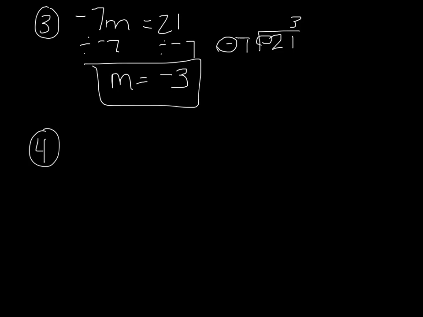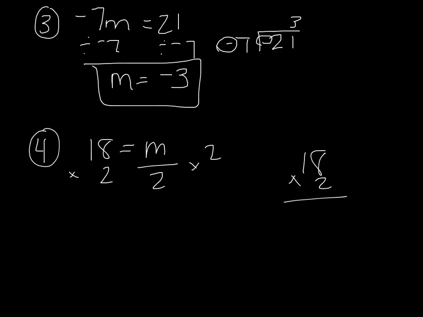Okay, number 4. 18 equals m divided by 2. That is a 2, not a z, a 2. Okay, so I have to do my inverse operation or my opposite operation and multiply both sides by 2. Okay, 18 times 2. 8 times 2 is 16. 2 plus 1 more is 3. So m would equal 36.